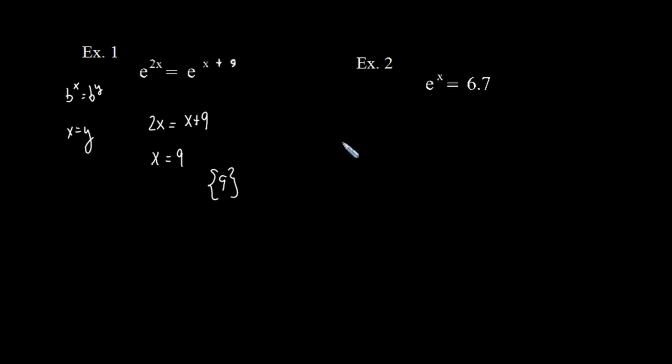All right, a little more interesting problem would be example number 2. Over here we have e to the x is equal to 6.7. Much more common example that you will run into working these problems. And we're going to have to use logarithms to solve this problem. So we will already have the base and exponent isolated on one side, condensed down.